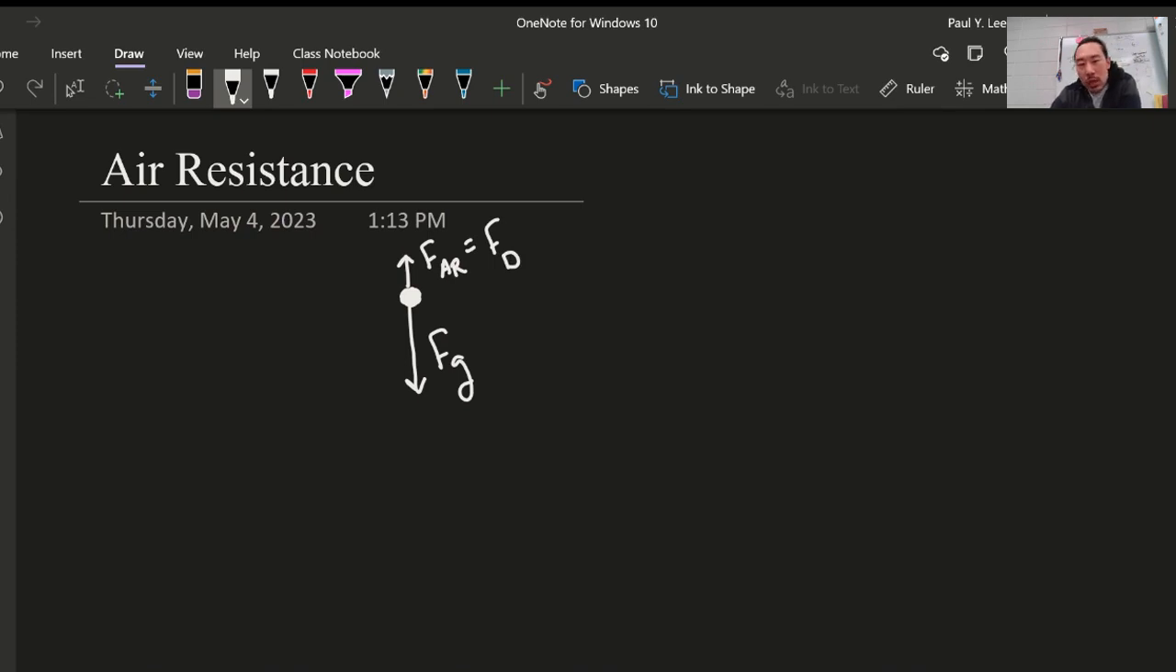And for the sake of this video, we're going to say that the air resistance is equal to B times V, where V is a velocity. Now, that B is a constant, and that constant comprises many different things. One of those things is the surface area that touches the air. Another one is the density of the fluid that the object is traveling through.